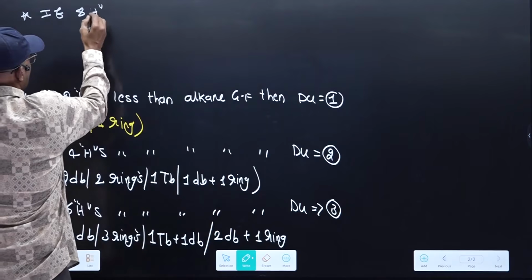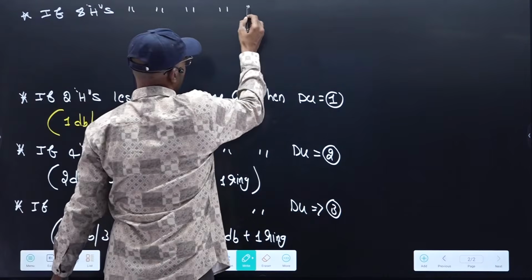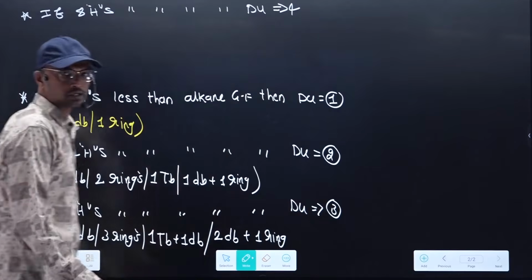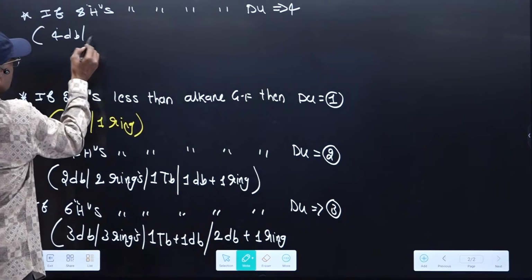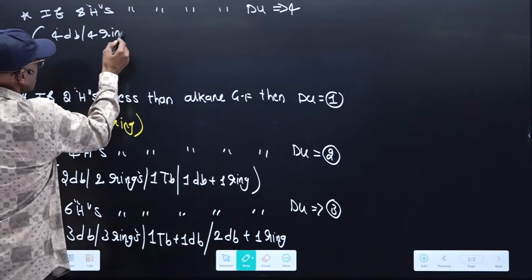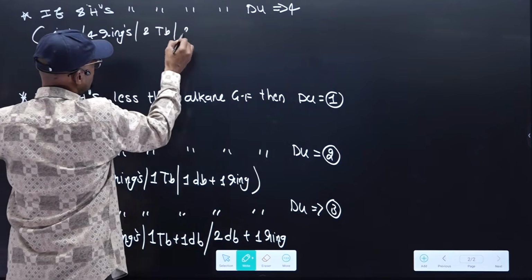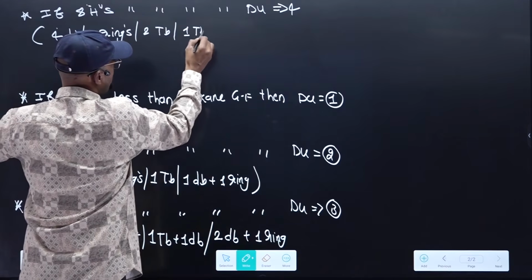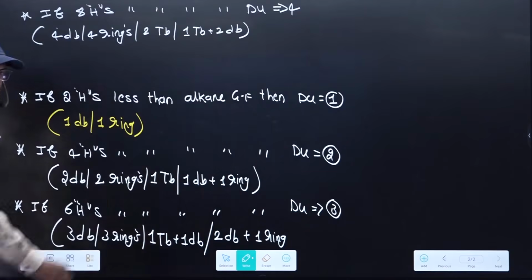If 8 hydrogens are less than the alkane general formula, then DU is equal to how much? 4. So what does 4 indicate? Can I say 4 double bonds, 4 rings, 2 triple bonds, 1 triple bond plus 2 double bonds, like that. Many possibilities are there. Not only this, you can create many.